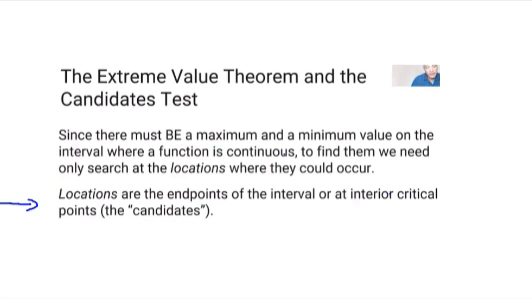So the extreme value theorem and the candidates test. Since there must be a maximum and a minimum value on the interval, where a function is continuous, to find them we need only search at the locations where they could occur. And the locations are the endpoints of the interval or at interior critical points, which we call the candidates. That's why this is called a candidates test. We're checking all the candidates for what could be an extrema.